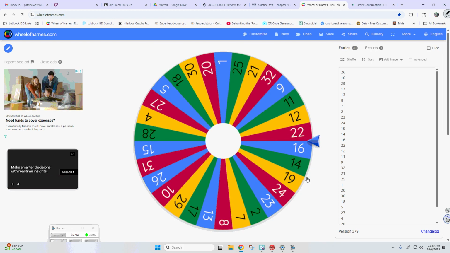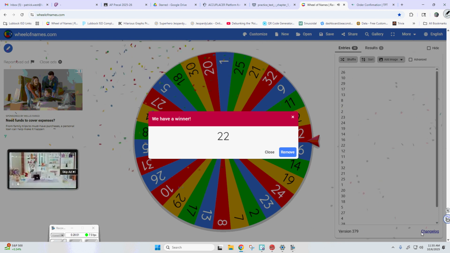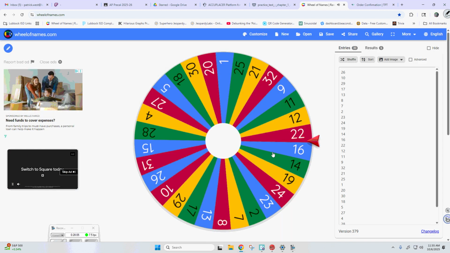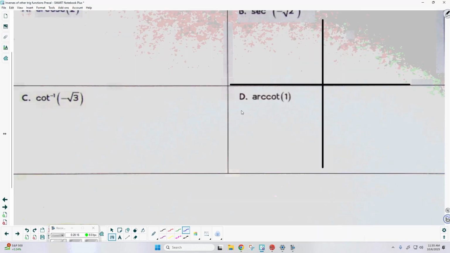Okay. 22. Weston. All right. Weston, Wheel of Destiny has chosen you. Yes, sir, please. You're going to walk us through this problem. Arc cotangent of 1.